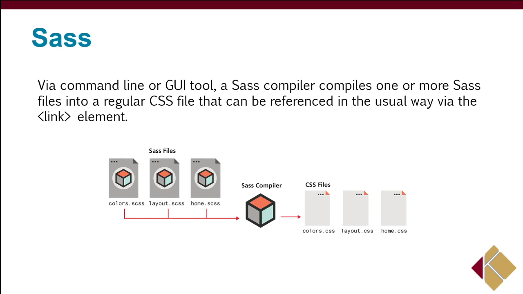Okay. The way that preprocessors work is that you have a compiler, which is a GUI, a graphical user interface, or command line tool. And I know that sounds big and scary, but it's really not. So what it does is it takes the SASS files, which are your preprocessing files, and then outputs your CSS.